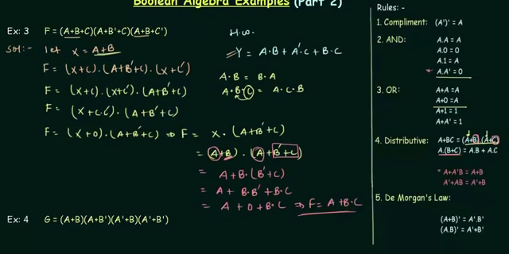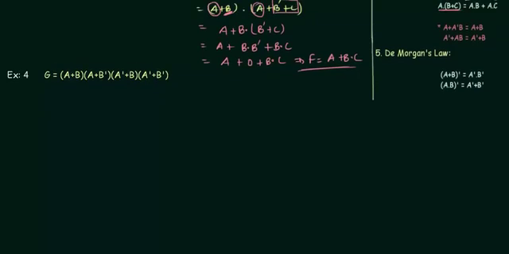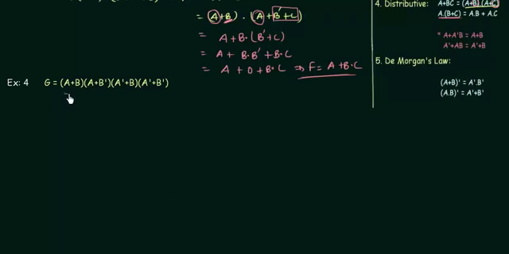Now we will see the fourth example, in which the function is g and it is equal to a or b and a or b complement and a complement or b and a complement or b complement. Again we will use the distributive law, because if I see the first two, in this a is common, and if I see the last two, in this a complement is common. So let's use the distributive law. Function g is equal to a or b and b complement, and in the same way I have a complement or b and b complement.